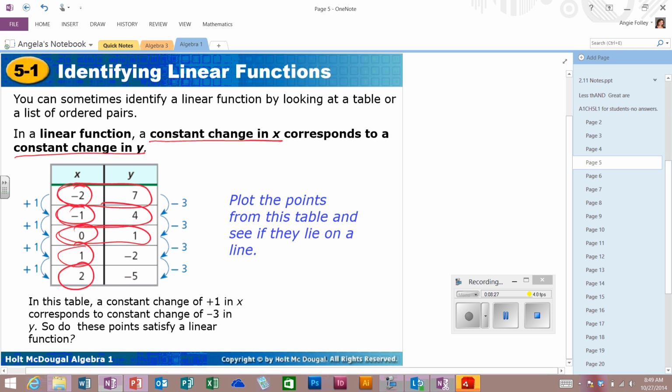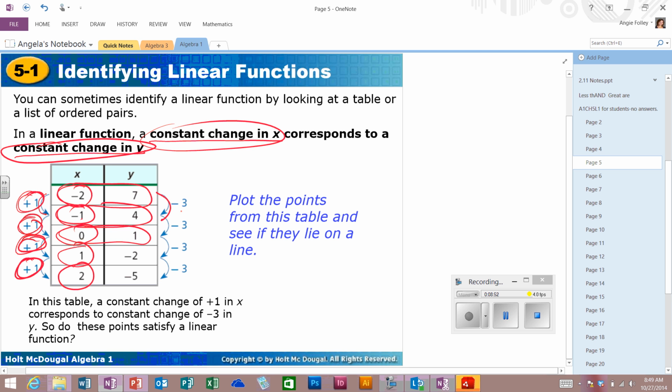Now we're going to look, if I go from -2 to -1, that's a change of +1. From -1 to 0, I'm adding 1 again. From 0 to 1, I'm adding 1. And from 1 to 2, I'm adding 1. So all of my x changes are the same. That's the first part. Now we have to check if the y parts change the same.